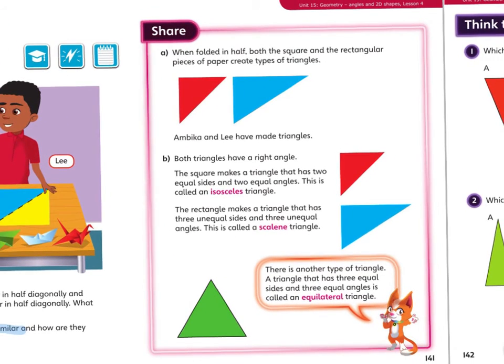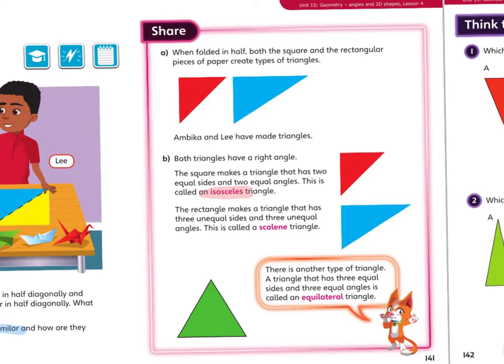So, when folded in half, both the square and the rectangular pieces of paper create types of triangles, as we said. Now, here for B, as I said, both triangles have a right angle. But what else do they say? The square makes a triangle that has 2 equal sides and 2 equal angles. This is called an isosceles triangle. So let's highlight that one.